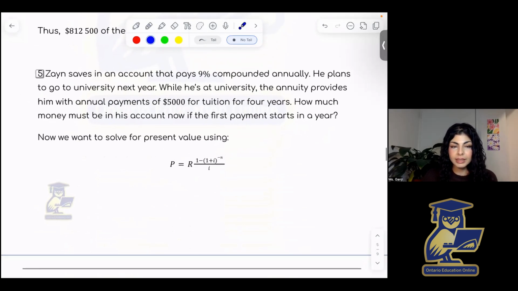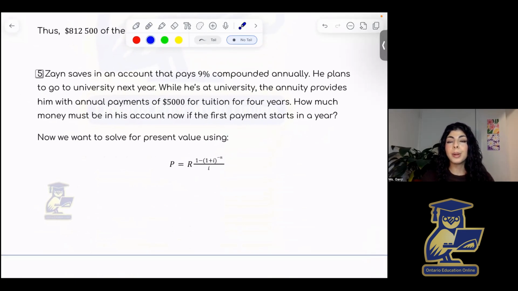Now, this is a problem where now we're working for present value. And it's also another application of annuities. Here we're paying for college or university. So Zane saves in an account that pays 9% compounded annually. He plans to go to university next year. While he's at university, the annuity provides him with annual payments of $5,000 for tuition for 4 years. How much money must be in his account now if the first payment starts in a year?